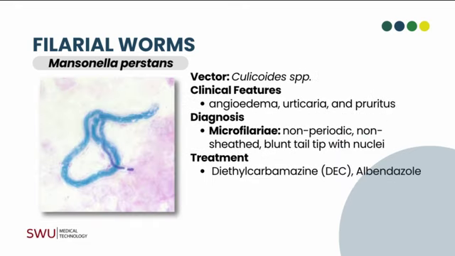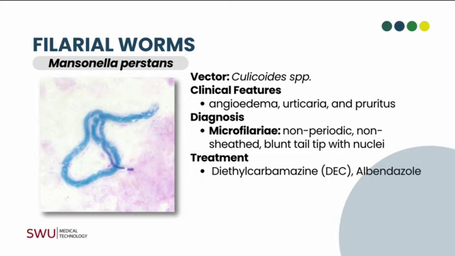For Mansonella perstans, this is also known as Acanthocheilonema, Dipetalonema, or Tetrapetalonema perstans, according to Panicker. The vector for this one is Culicoides or midges. Its clinical features include angioedema, meaning there's a deep tissue swelling, due to the fact that the adult worms are commonly residing in serous cavities. Aside from angioedema, it can also cause urticaria and pruritus.